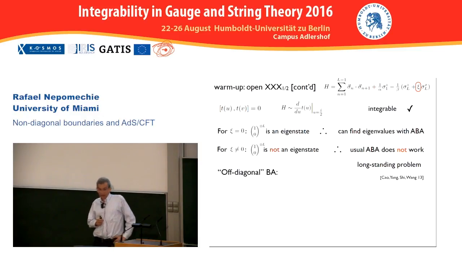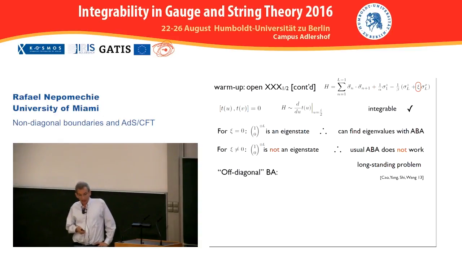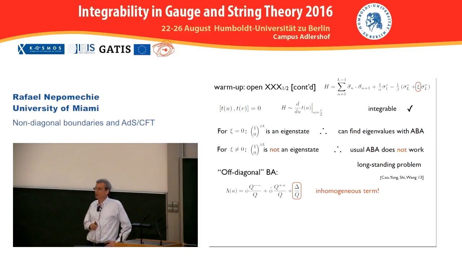And then there was a nice breakthrough a couple of years ago by this Chinese group. They invented something they called the off-diagonal Bethe ansatz. And in hindsight, it's very simple. The idea is just to introduce an extra term, an inhomogeneous term, in this Baxter TQ equation. So this stuff here you already saw before in the periodic chain. The new thing is this extra term.